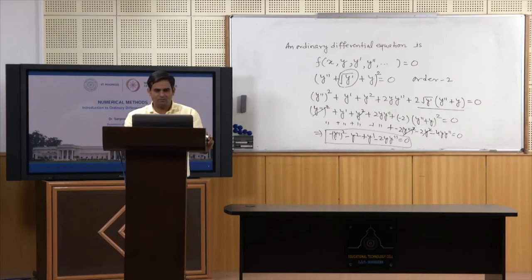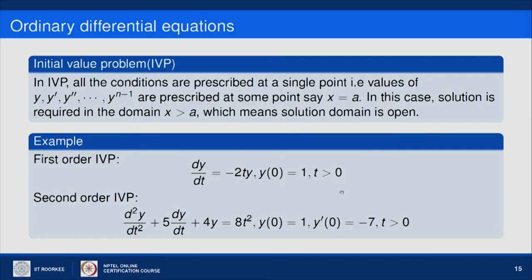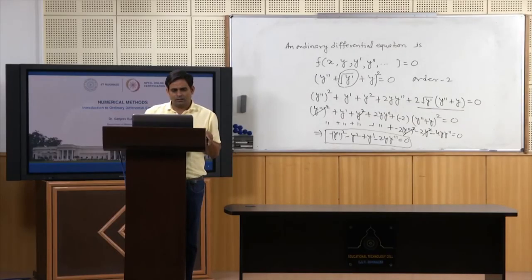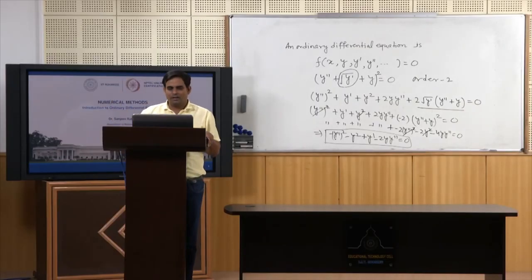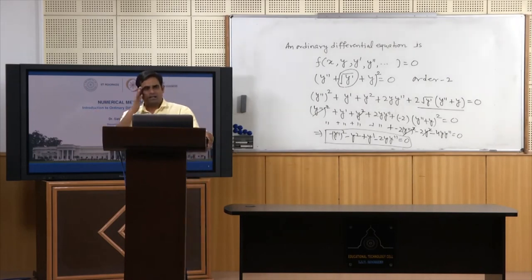In an initial value problem, all the conditions are prescribed at a single point, that is, the values of y, y prime, y double prime, and so on. If the differential equation is of nth order, then we will have initial conditions up to the (n minus 1)th order derivative. Those initial conditions are given at some point x equals a, and in this case we require the solution in the domain x greater than a, because x equals a is the initial point. So we have to move to the right side of that point, which means the solution domain is open after a.